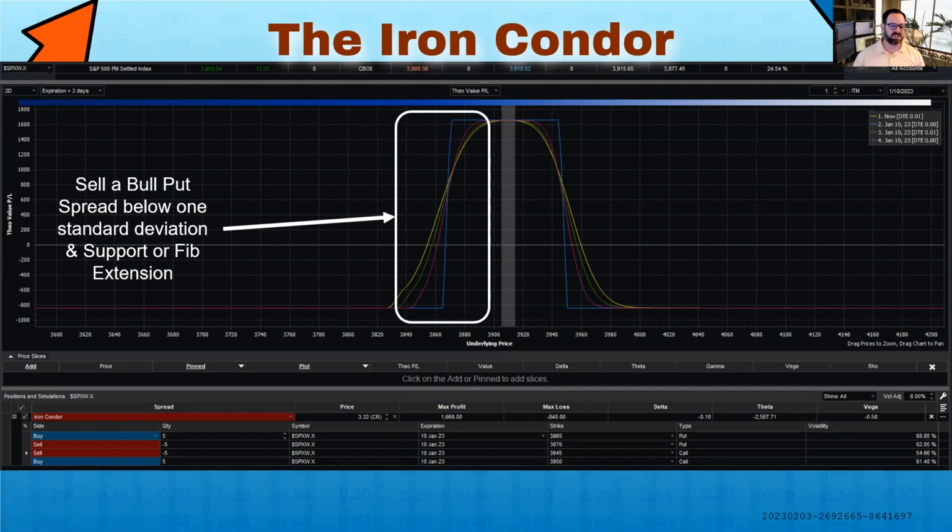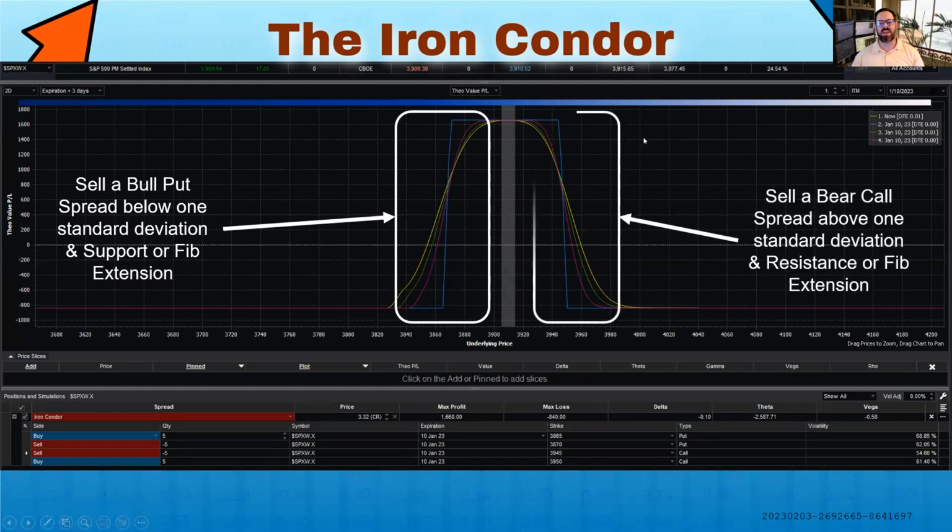Now, why did I say 1 standard deviation? Well, standard deviation, if you're not familiar, is a statistical way of figuring out where prices are likely to be moving. 1 standard deviation of price contains roughly 68% of all price action. So it's very unlikely that prices would go outside of 1 standard deviation and stay there. It can happen, but it's not as likely. So 68% of all price action should be within 1 standard deviation of price.